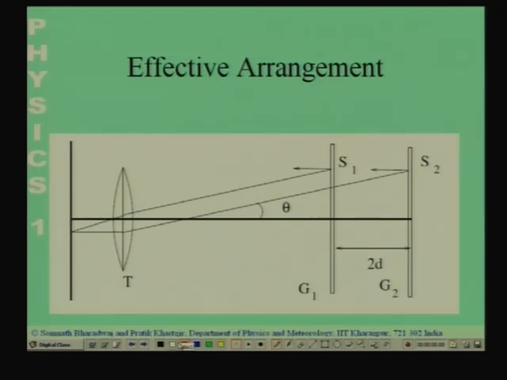The role of the lens is as follows. If there was light coming in this direction, a wave coming in this direction, on the focal plane, the entire wave is focused to a single point over here.